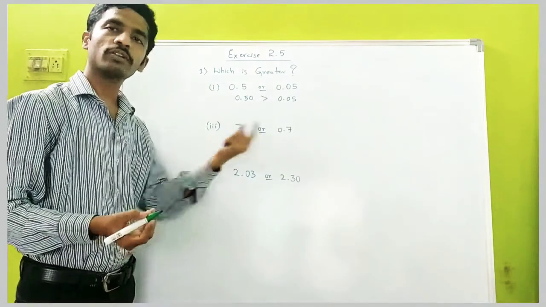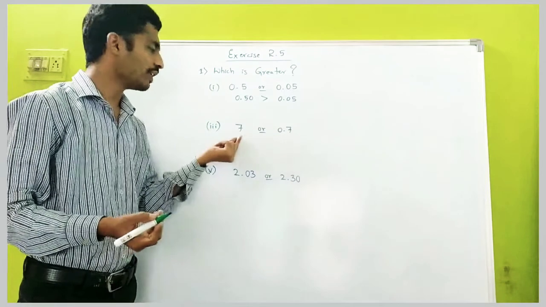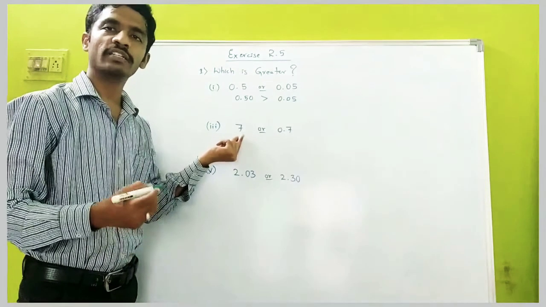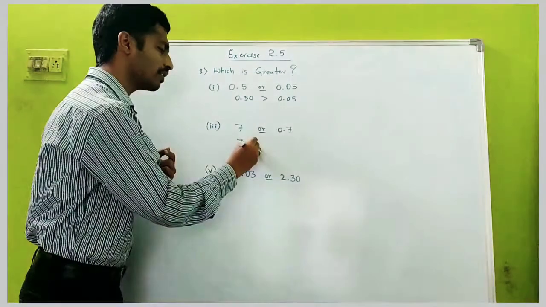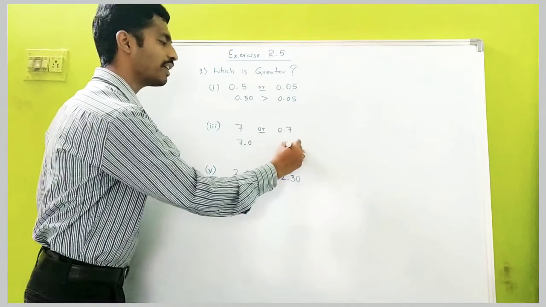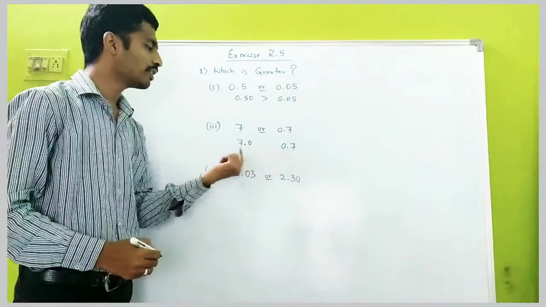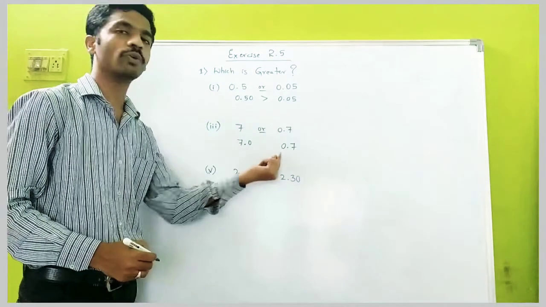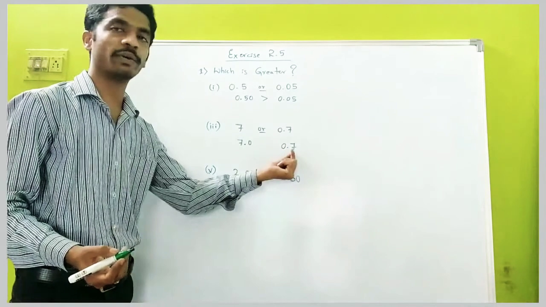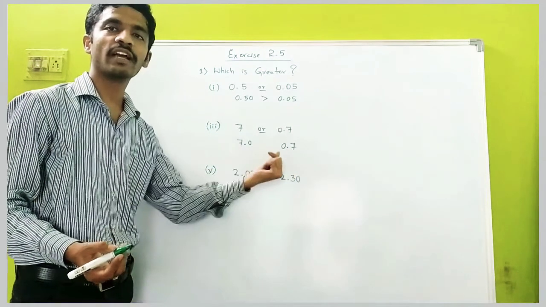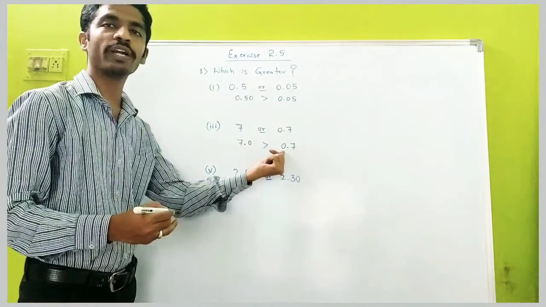Now the second one, do it as your practice. And the third one, here it is 7, here it is 0.7. So here there is no decimal point. It means in place of the decimal there will be 0, so it will be 7.0. Now it is 0.7. Which one will be the greater? First think about the whole numbers. Here 7, here 0. Which one is greater? 7 is always greater. After that, 0.0 is there, here 0.7 is there. So the whole number is greater than the decimal number. So our 7 is greater than 0.7.